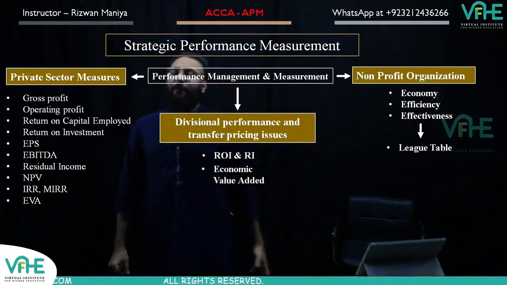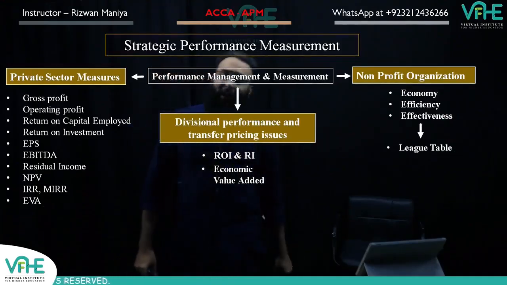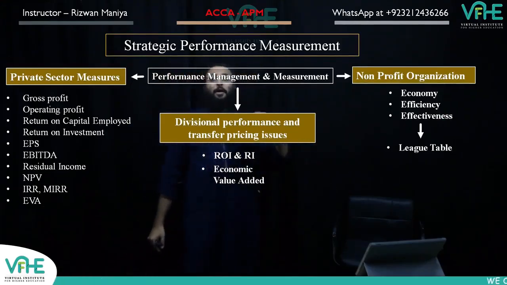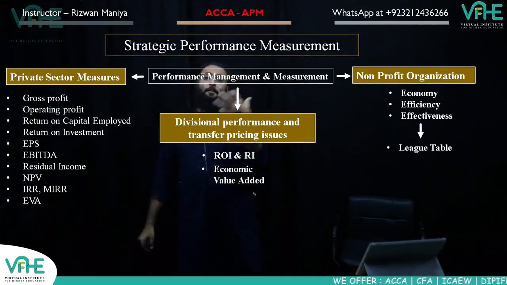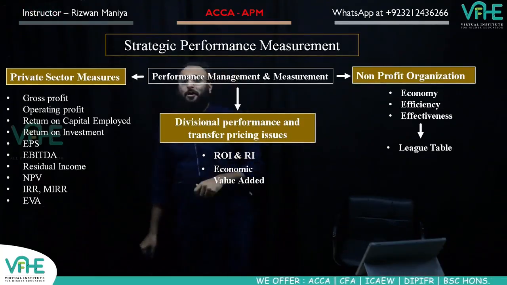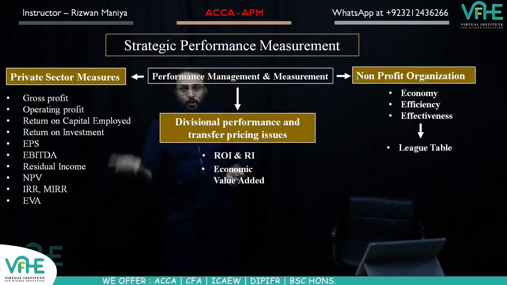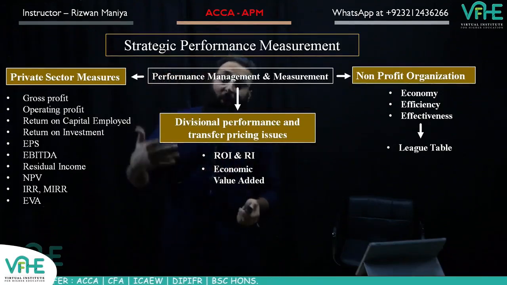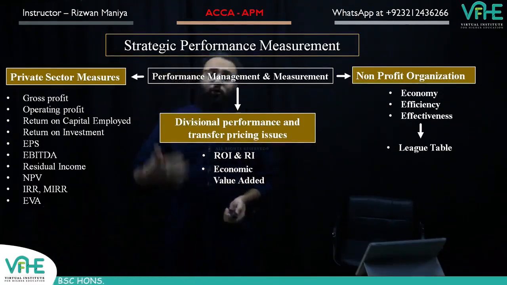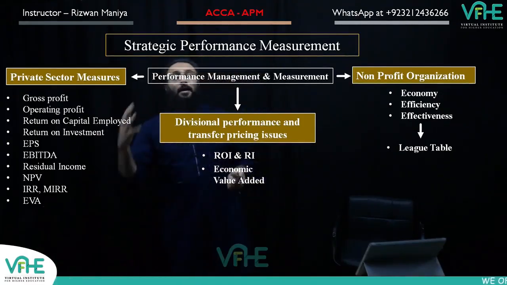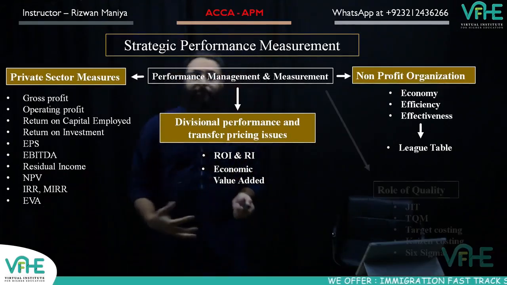The other measure we have is RI, which is an absolute measure but not useful for comparing different size divisions. But for assessing the performance of the manager, RI is better than ROI, plus RI has a better correlation with shareholder value than ROI because RI uses a notional charge on capital. But when I say economic value added is the best when it comes to shareholder value creation, as EVA converts accounting profits into economic profits and capital employed.